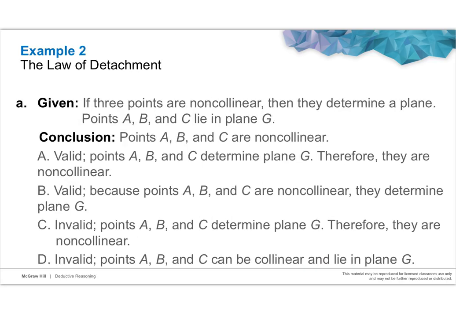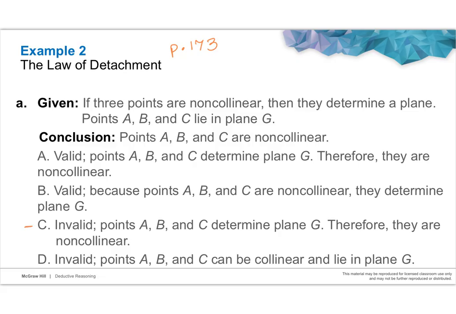For the check after example 2, at the top of page 173, our goal was to determine whether the conclusion was valid or invalid and what the supporting logical statements are that justify that. If 3 points are non-collinear, then they determine a plane. Points A, B, and C lie in plane G. If you'll notice, the law of detachment has to do with if the first part is true, then the second part is true. And points A, B, and C was not referring to them being non-collinear.